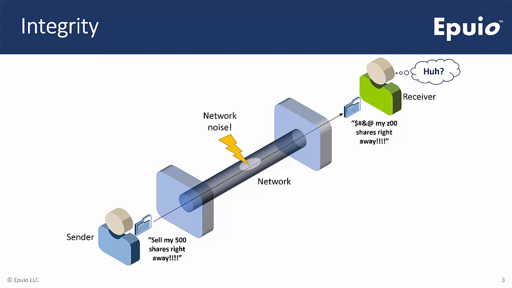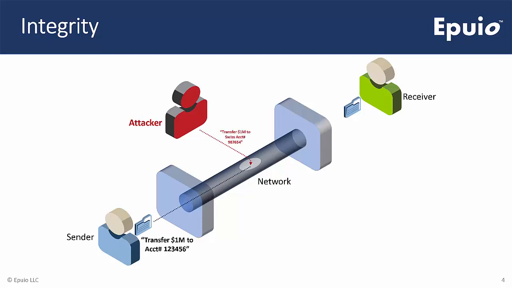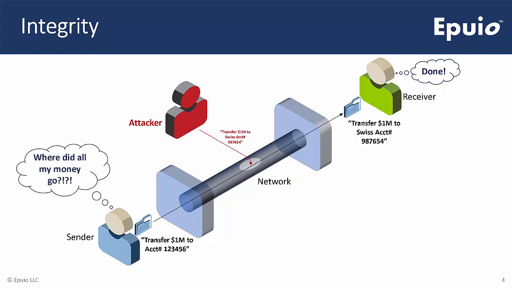Another example of this is if it's not network noise, but instead when a message is sent, let's say that I as a sender say, hey, transfer $1 million into this other account of mine. But in the middle, I've got an attacker that, when I'm sending that message, actually changes the message and it says transfer $1 million into this particular Swiss bank account. Well, the receiver says, okay, you just sent me this message, it appears to be all okay, so I'm going to go ahead and do that. It's done. Well, obviously, you turn around and say, wait a minute, where did all my money go?